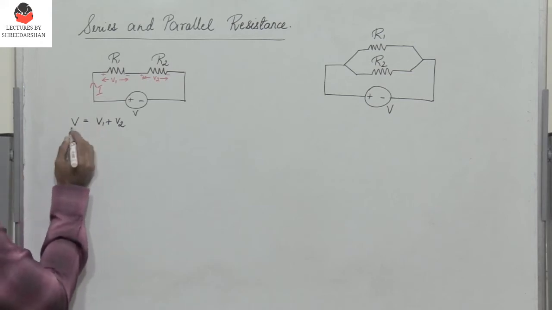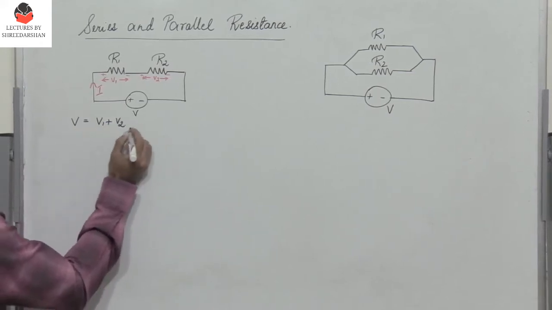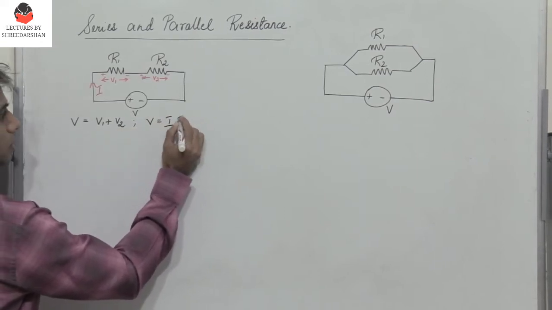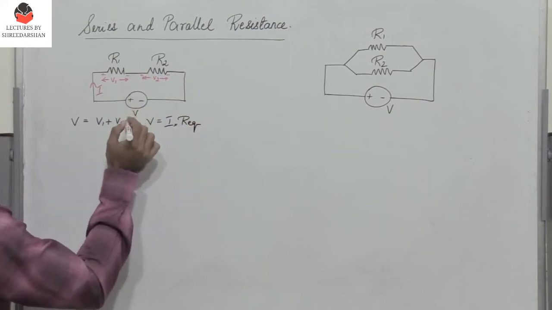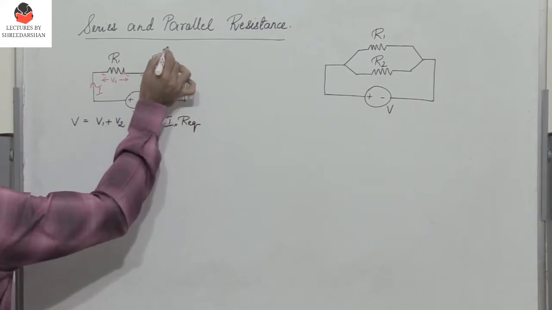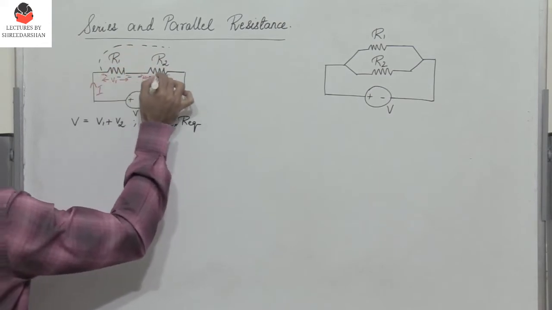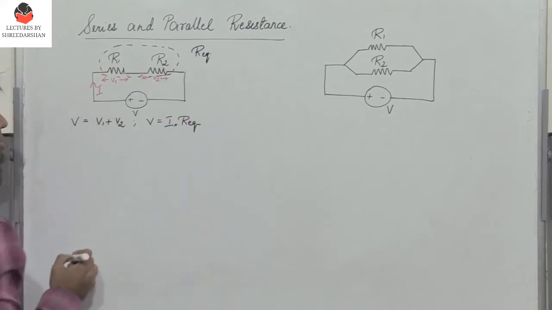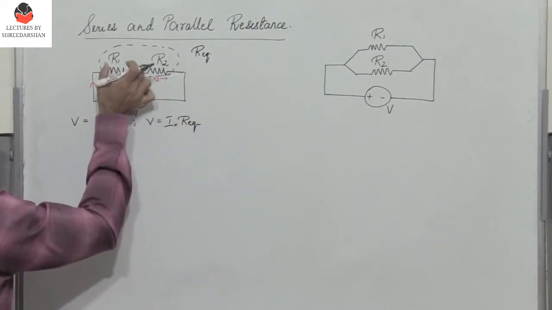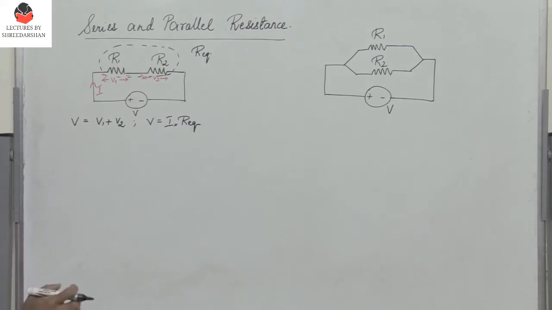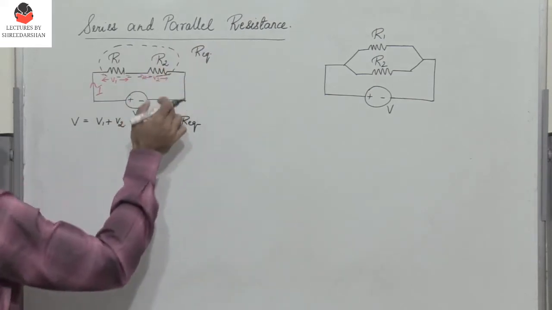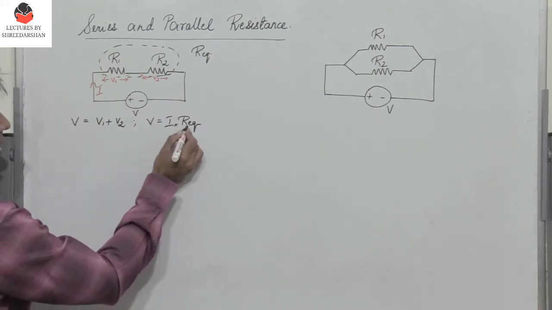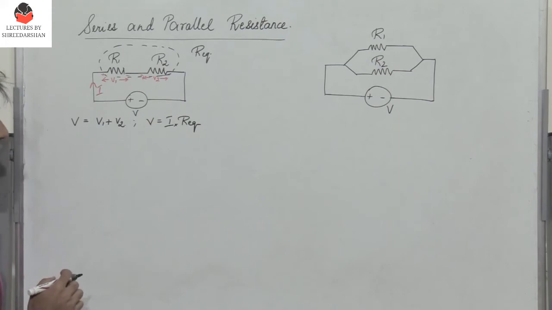Alright. So now V is the current I into the equivalent resistance Req. So if I can replace these two resistors R1 and R2 by a single resistance, that is the equivalent resistance. So instead of connecting two resistors in series, I can connect one resistance which would be the equivalent resistance of R1 and R2. So V equals I into R equivalent.